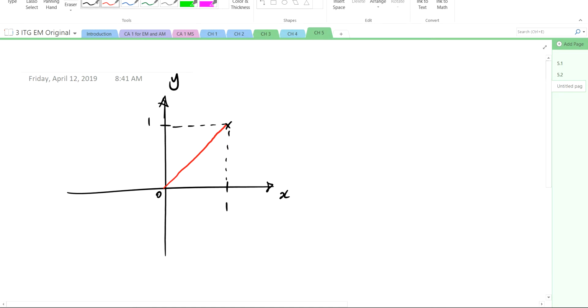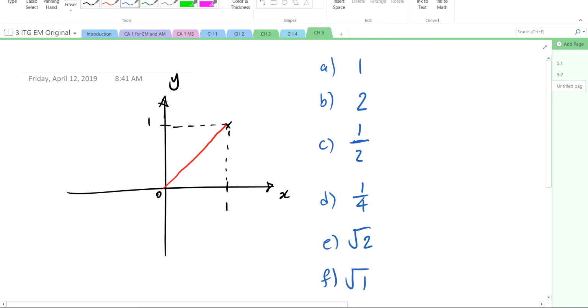Okay, I hear some answers. I've got 1, I've got 2. What else do you have? Okay, these are the answers generated by you guys. Root 1. Okay, now I think some of you are changing your minds already.